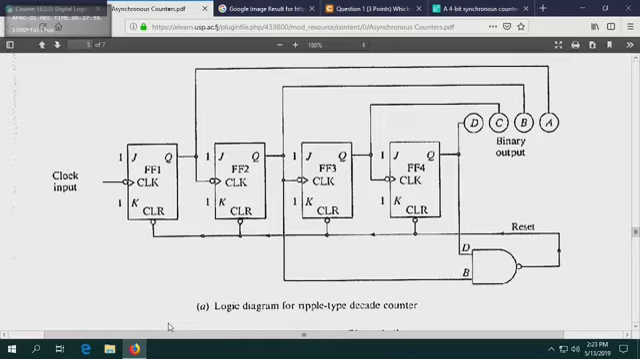Now I want you to work out, there are 4 JK flip-flops, and for each of the JK flip-flops, what do you notice about J and K? They're always the number 1. And what mode is that in? That's in toggle mode.